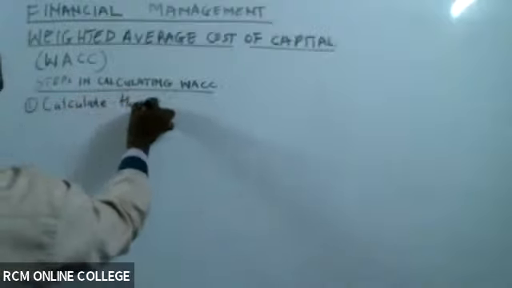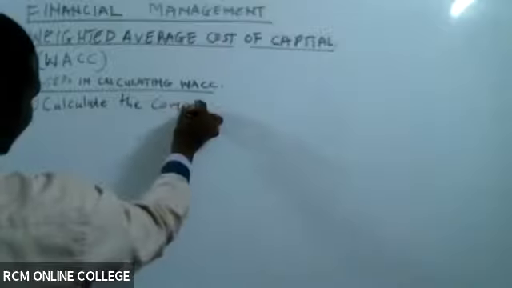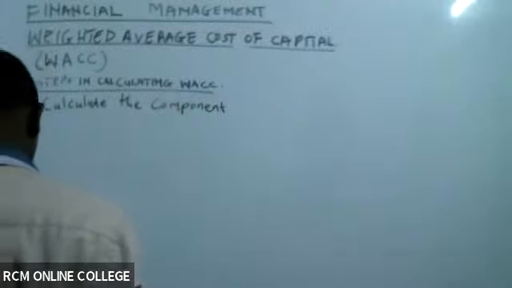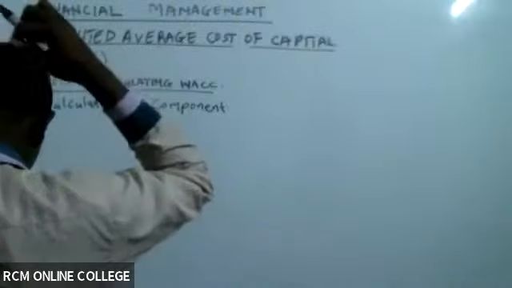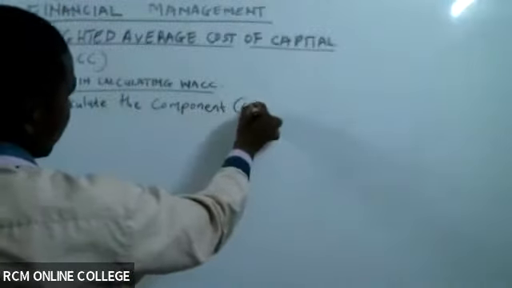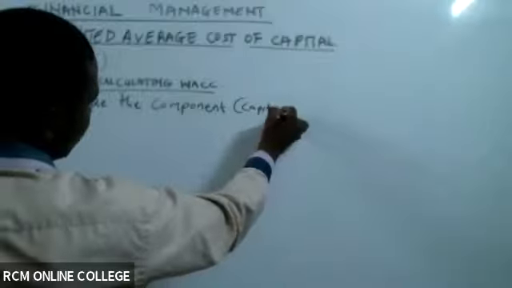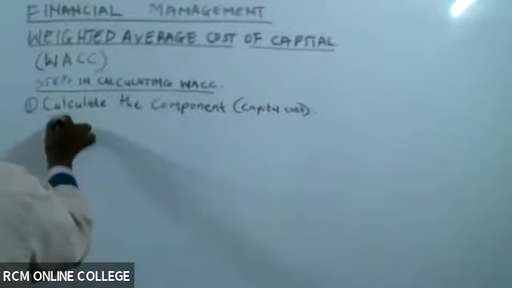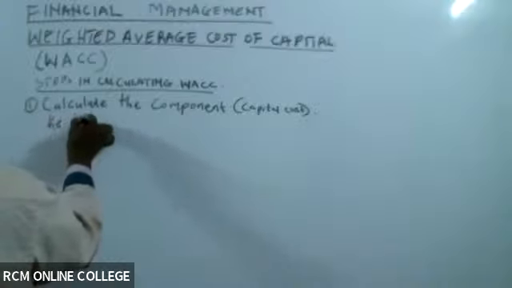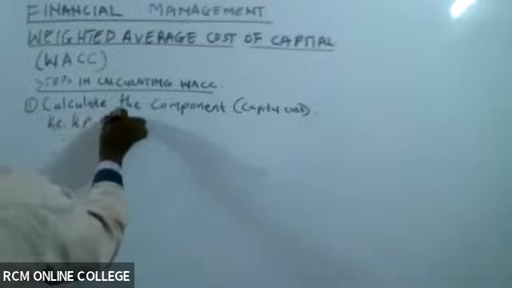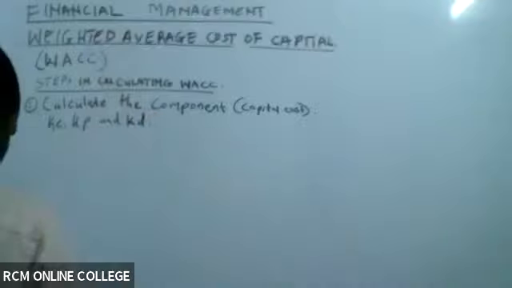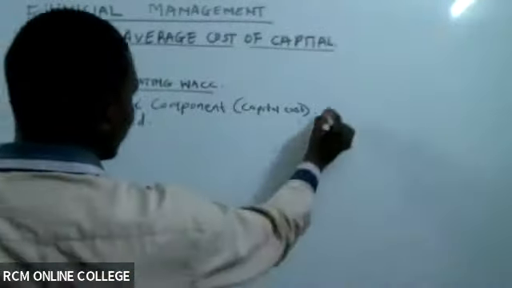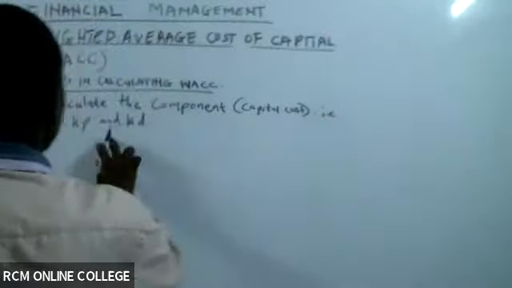The component cost. Wow. Sapa mshike tu vizuri. Ukishashika hapa uko sawa. Component cost, that is capital cost. Ya sasa hiyo ni capital cost ya KE, KP and KD. Hiyo ndio step number 1. Unaweza sema IE, easy.